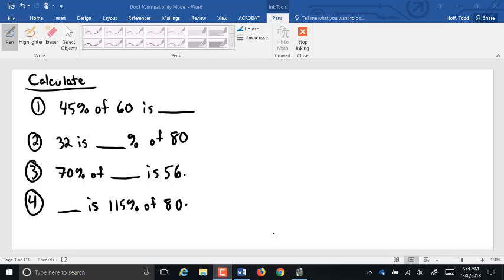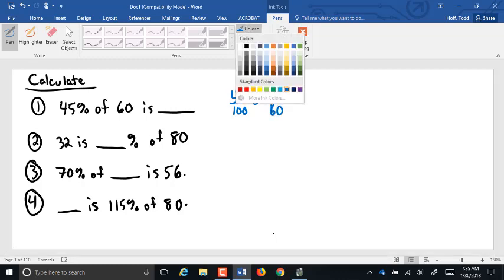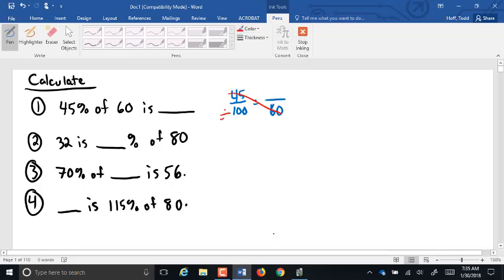Okay, so for number one here, our percents, 45%, of course, is 45 over 100. 60 goes on top or bottom? Bottom. Oops, 16, not 16. We cross, multiply, and divide, and we get 27.